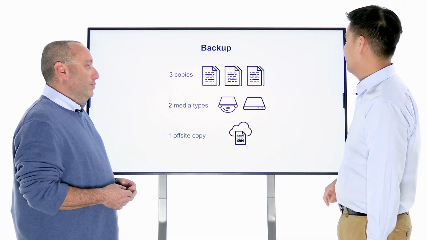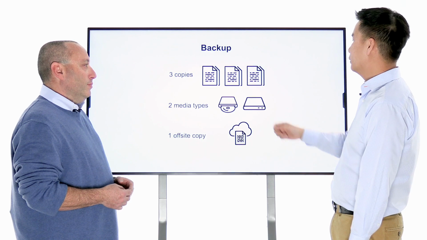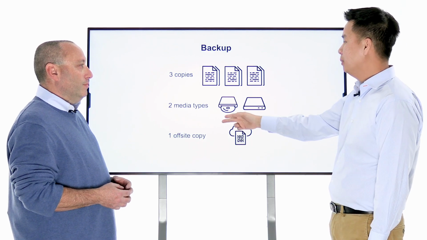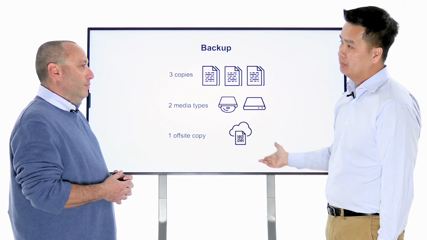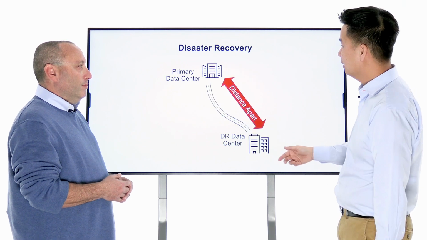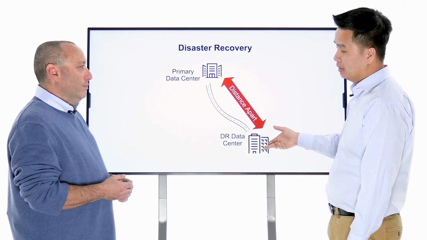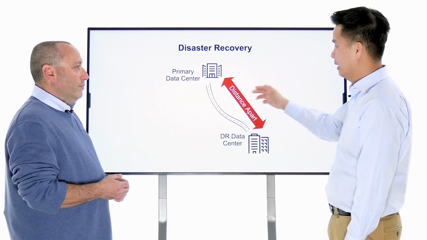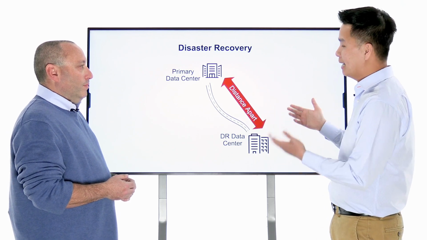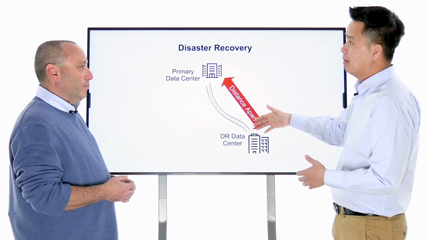Okay. Well, let's start by reviewing some of the best practices for backup and DR. With backup, you want a minimum of 3 copies of your data on 2 media types, and one of those copies should be offsite. With DR, the main concern is that the data center, that's your DR site, should be far away from your primary data center so that if there's a disaster, both sites will not be offline.